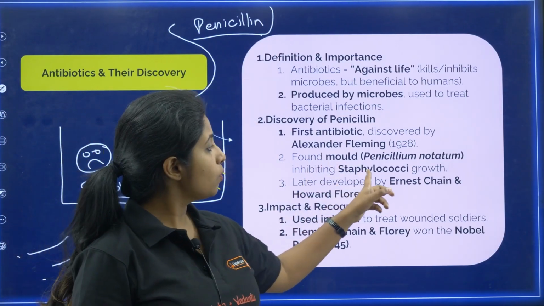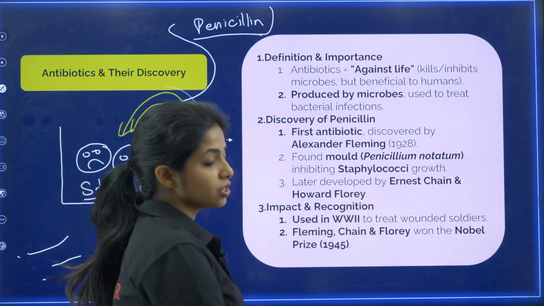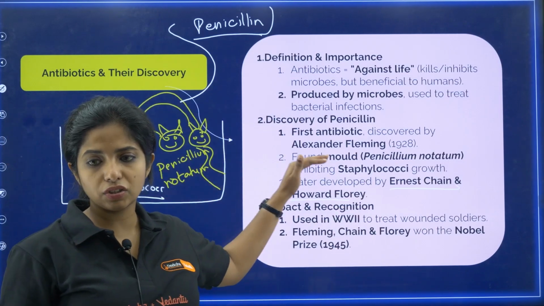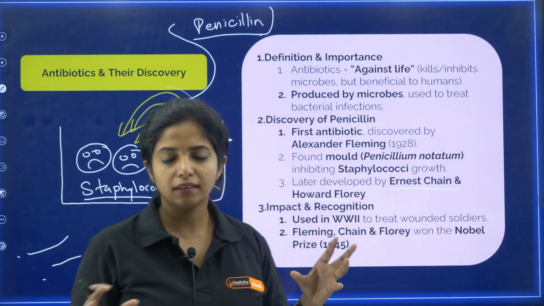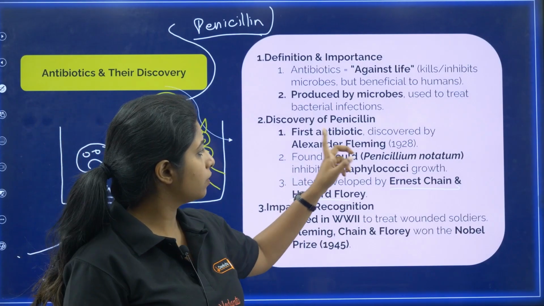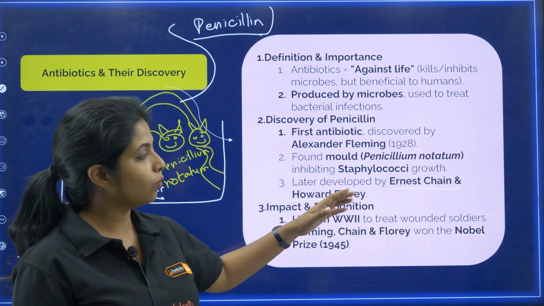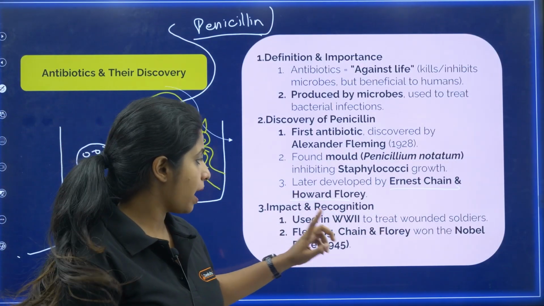So he found that the mold Penicillium notatum inhibits Staphylococci growth, later developed by Ernst Chain and Howard Florey. They were the people who actually developed it later on. This guy just found out that something like this is happening. So the first antibiotic was discovered by Alexander Fleming, but more about it was known by Ernst Chain as well as Howard Florey, my dear children.